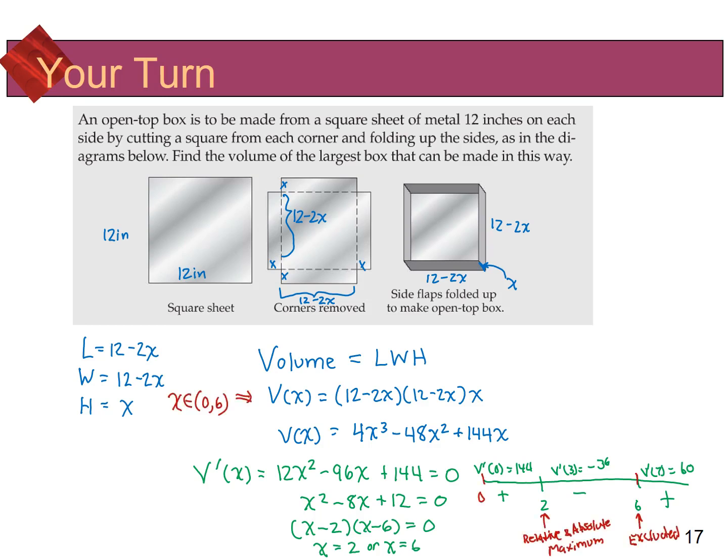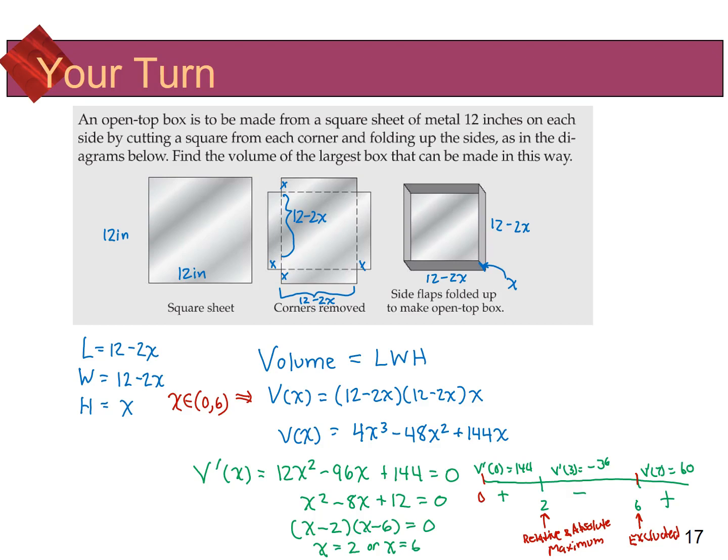So I have to keep in mind that, based off of the information that we have, my domain has to be values that go from 0 at the lower end, where if I don't cut off anything, I won't be able to make the box anyway, up to 6, which means that I would cut away the entire side. That basically means I'm just making a smaller square sheet and am still not able to fold it up into a box. So I only have one value, 2, where it reaches a maximum value and it's actually in the domain of possible x values.